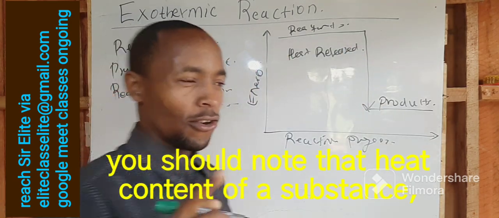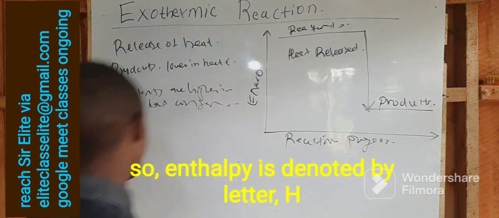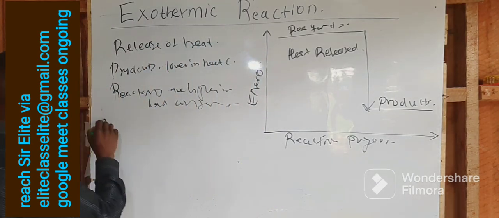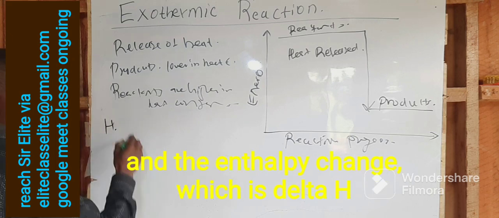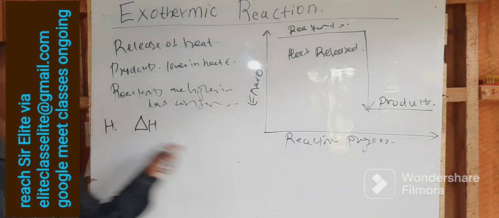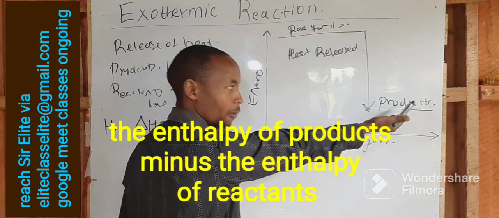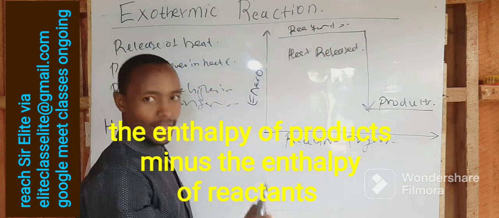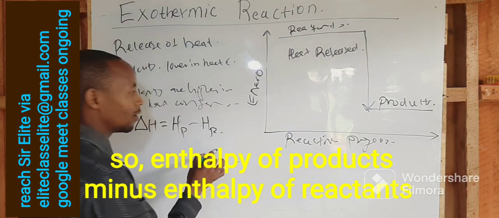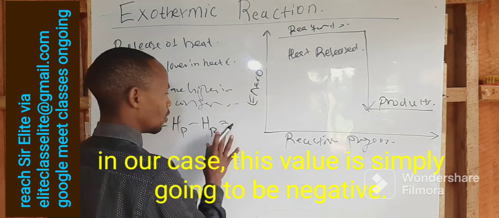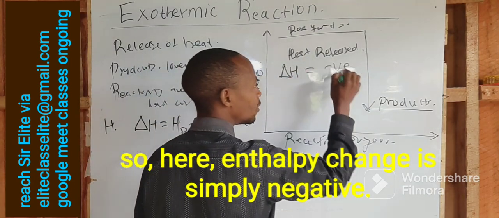You should note that heat content of a substance is simply referred to as its enthalpy. So enthalpy is denoted by letter H. The enthalpy change, which is delta H, of such a reaction is simply going to be given by the enthalpy of products minus the enthalpy of reactants. In our case, this value is simply going to be negative. So here our enthalpy change is simply negative.